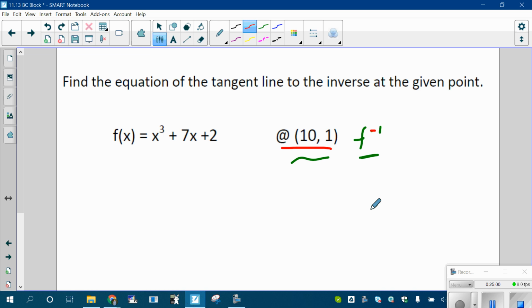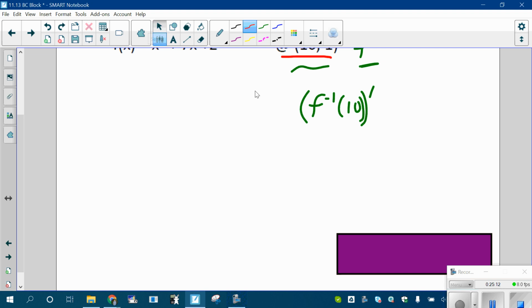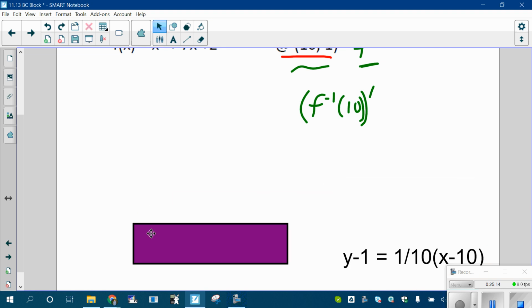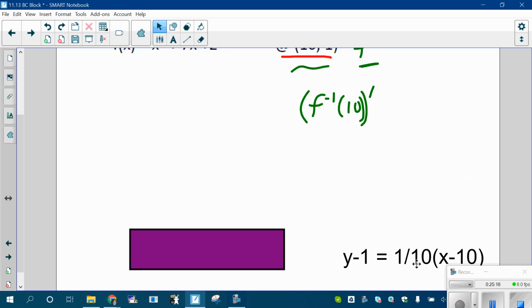You need to find the derivative of f. Should do your buddy points thing. You should get 1/10 as your slope. You have your point. Here is the equation in point slope.